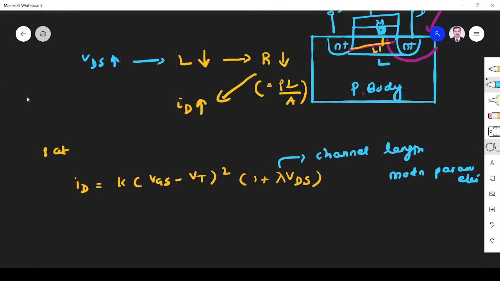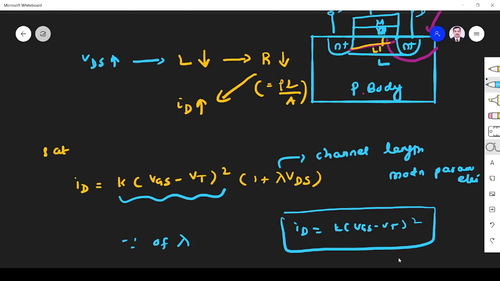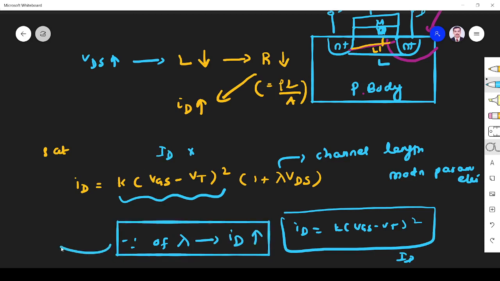So you see, because of lambda, ID increases, because 1 plus something is greater than 1. We already know that ID is equal to K into (VGS minus VT) squared without channel length modulation. Let us take this as capital ID. Capital ID into some parameter which is greater than 1 means ID will be greater than capital ID. So because of lambda, ID increases. That's what we have proved already. When the channel length decreases due to channel length modulation, drain current will increase.